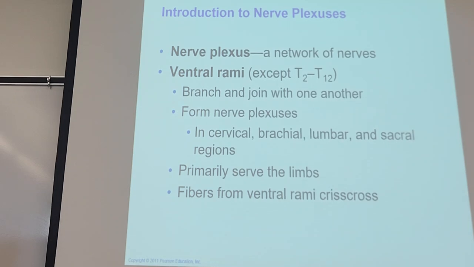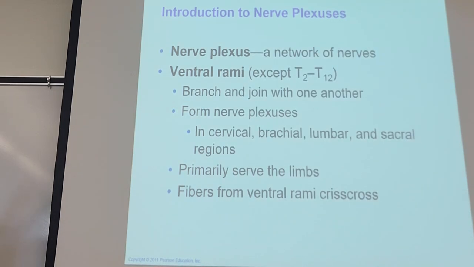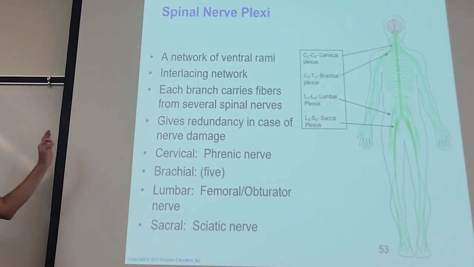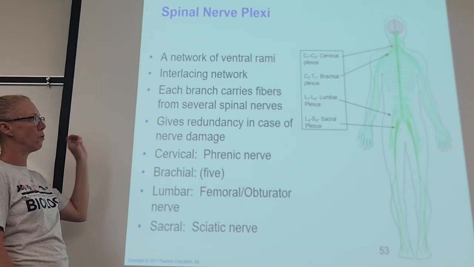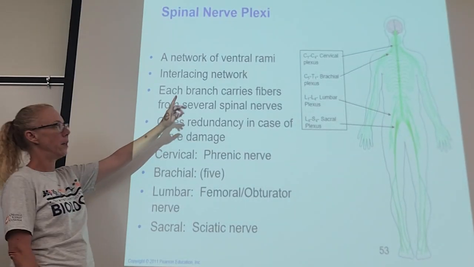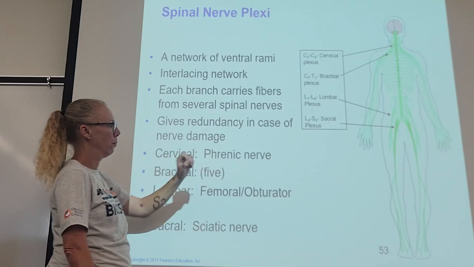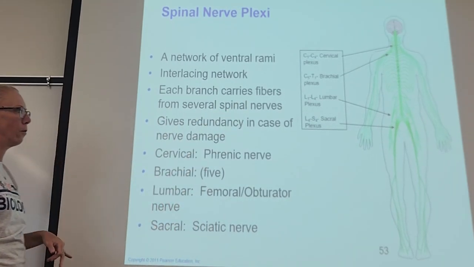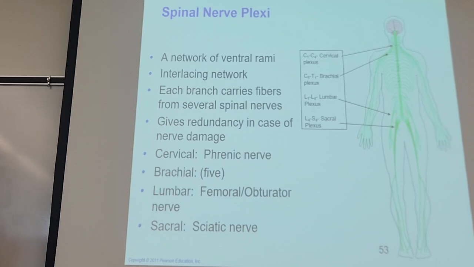Don't worry about fibers crisscrossing. So plexuses are collections of ventral rami. The cervical plexus, we said, is C1 to C4. Brachial, C5 to T1. Lumbar, L1 to L4. Sacral, L4 to S4. So those are the ventral rami from those spinal nerves that make up a plexus.